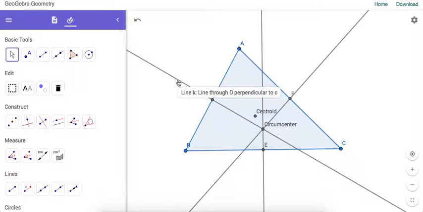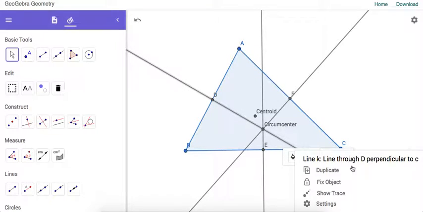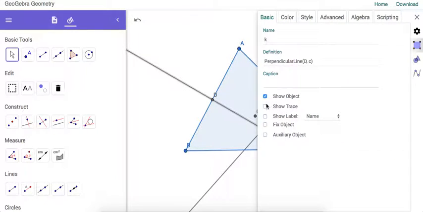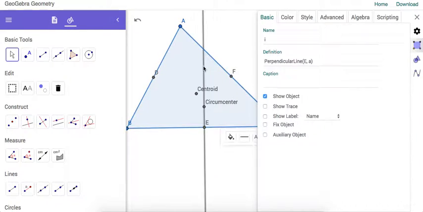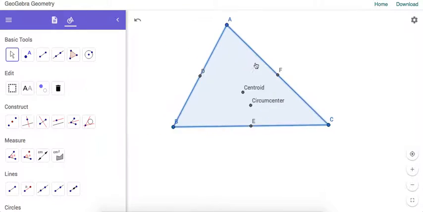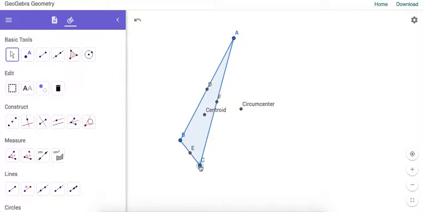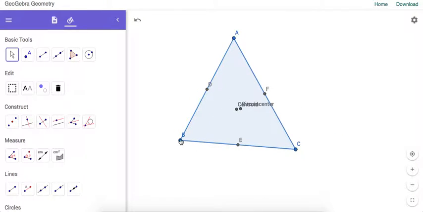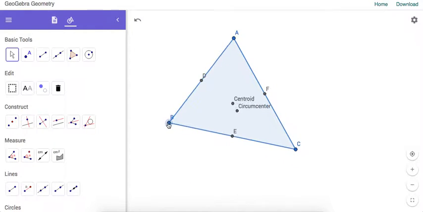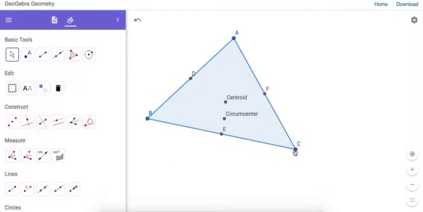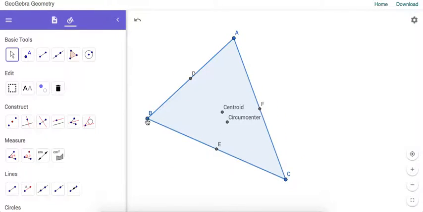Now these, again, I'm going to go ahead and hide. Hide this and hide this. So you can see where our centroid and circumcenter are sitting. And once again, I can move things around. The circumcenter doesn't have to be inside the triangle, but that's where they would go as I move these things around. All right.